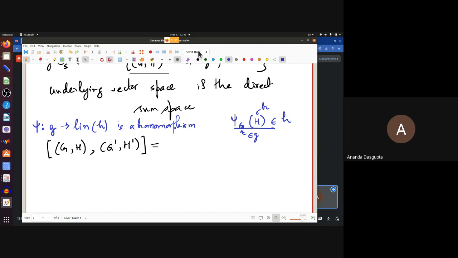Now, with this in hand, some kind of homomorphism between g and the linear maps on h, we will propose a definition for the semi-direct product's Lie bracket. And we will see whether this works, at least, or whether we need to put in some additional constraints on the kind of map psi is, etc. Clear so far?